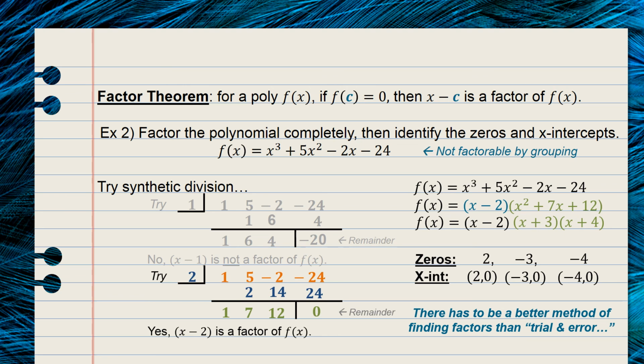Now, we did this by just trying random numbers, but surely there has to be a better method of finding factors than just trial and error. And there is, which brings us to the next section.